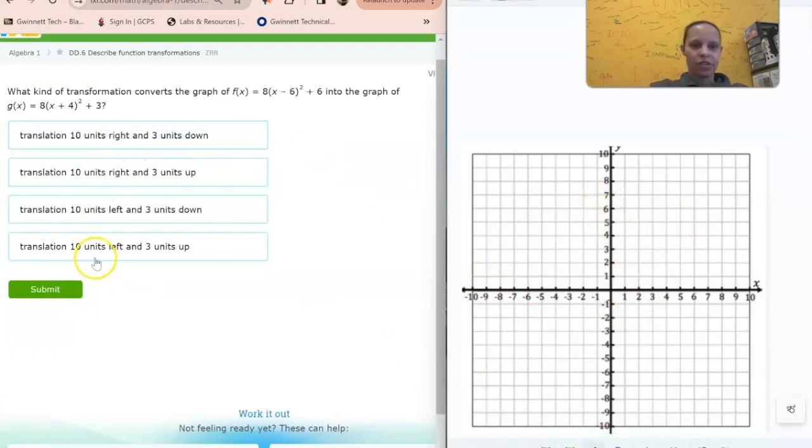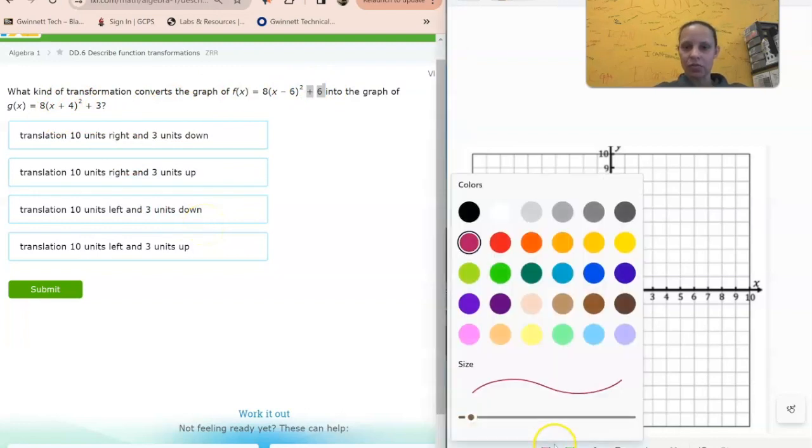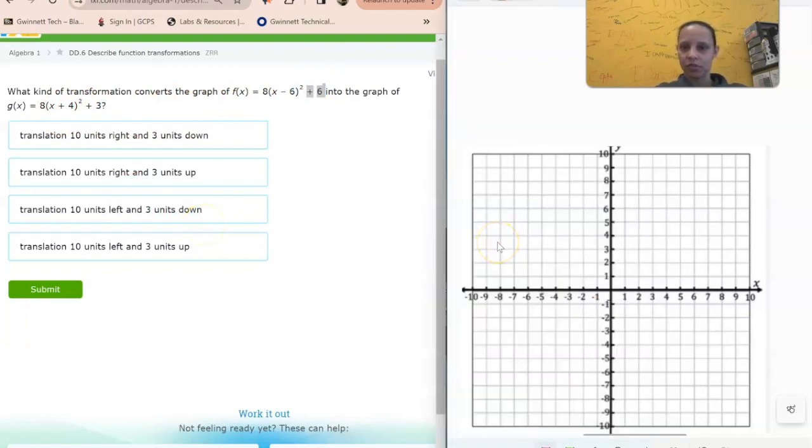All right, so again, we're still doing translation, so we only care about these numbers right here. Okay, so -6 to +4, that's a change, and then 6 to 3, they're changing both x and y. All right, we'll start with the outside. y starts from 6 and it goes to 3. So what did I do? I went down 3. Okay, and then on the inside, it goes from -6 to +4.